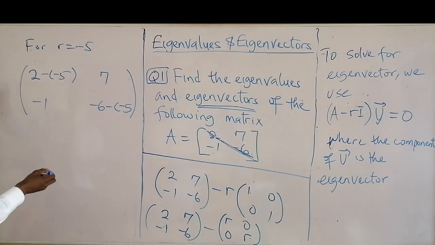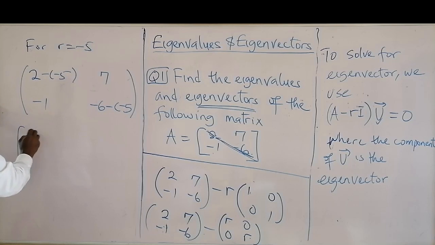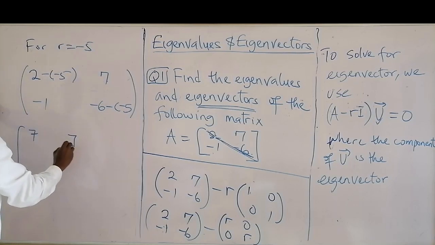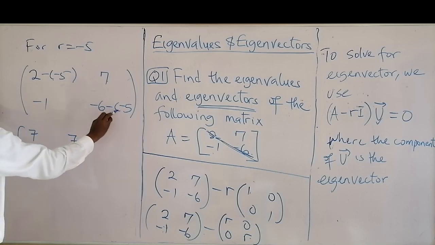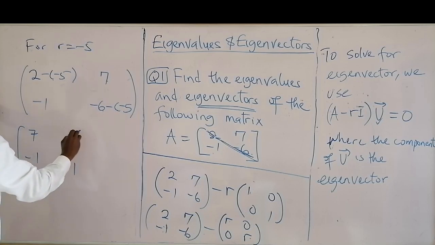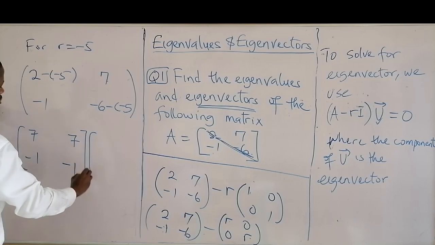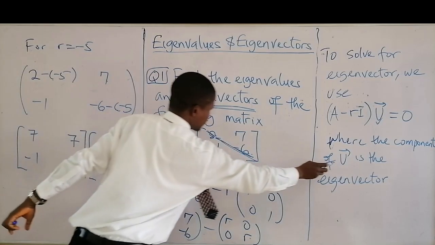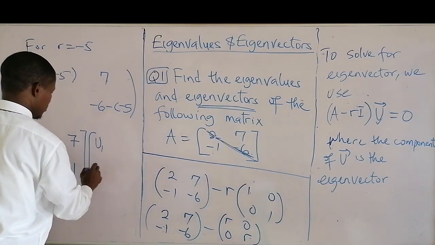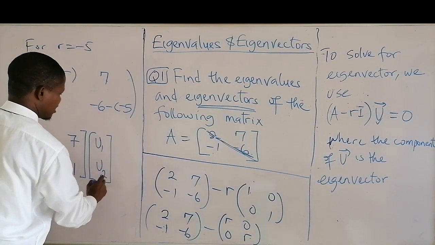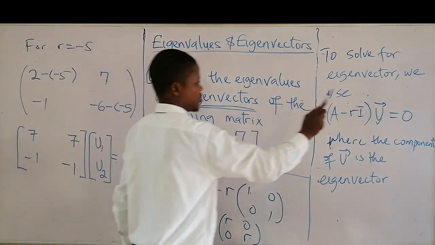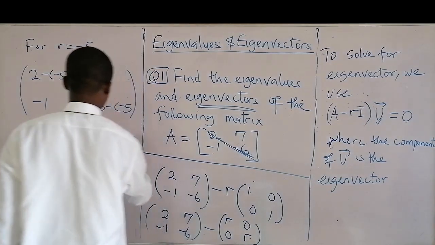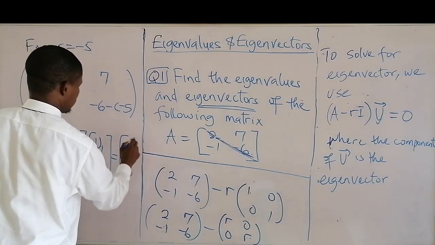So you have the idea. So this will now become the matrix. That will be 7 here. That will be 7, minus 1. This will be, what? Minus 6 plus 5. That's minus 1. That's a matrix. Then the component of this now is u1, u2, and that's what we are looking for. That's the eigenvector, and they equal to what? Equal to, don't forget, 0. So that component of 0 also will be 0, 0.